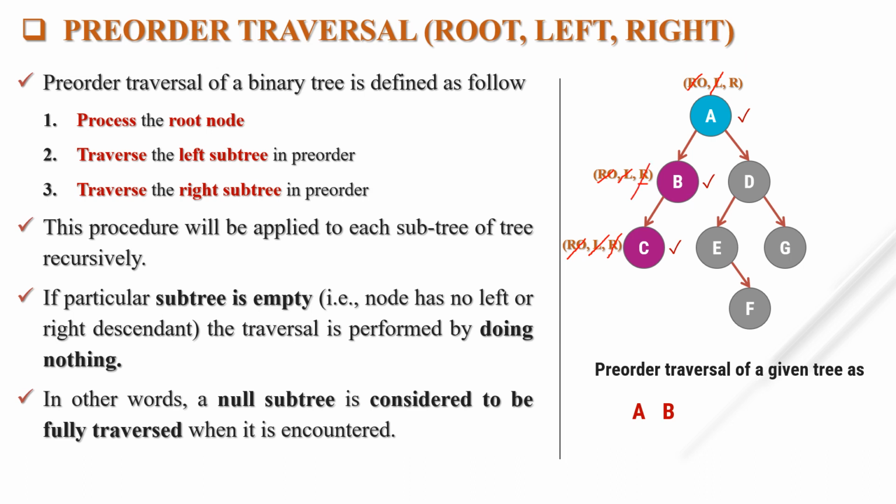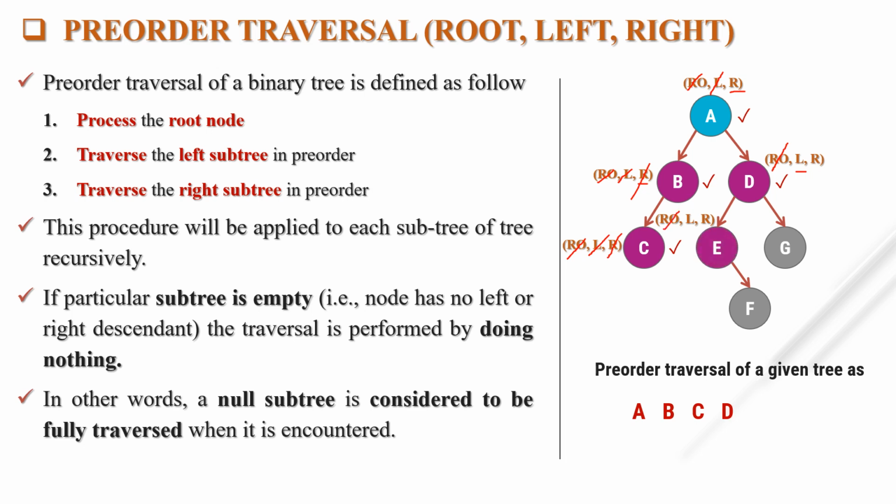Now we go to the right subtree of A. Is it clear? Now, once again, when we reach D, we have to apply root, left and right. Now we have to process the root, so D will be the answer. Root is already processed. Now go to the left subtree. Which node is there? E. Once again we have to apply root, left, right. First we have to process this root. So the answer is E.